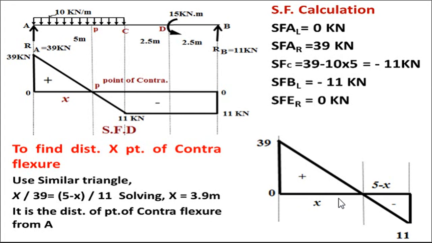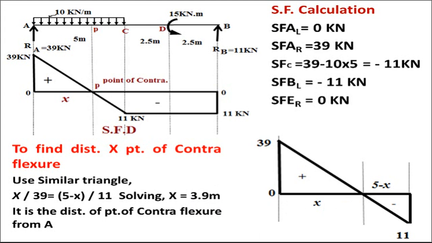I assume this distance as x from this point to this point. The remaining will be 5 minus x because this diagram we have considered over the 5 meter. You can see this distance is 5 meter. So using similar triangle, x upon 39 will be equal to 5 minus x upon 11. By solving this, you will get x equal to 3.9 meter. So the distance x, distance of point of contrafracture, is 3.9 meters.